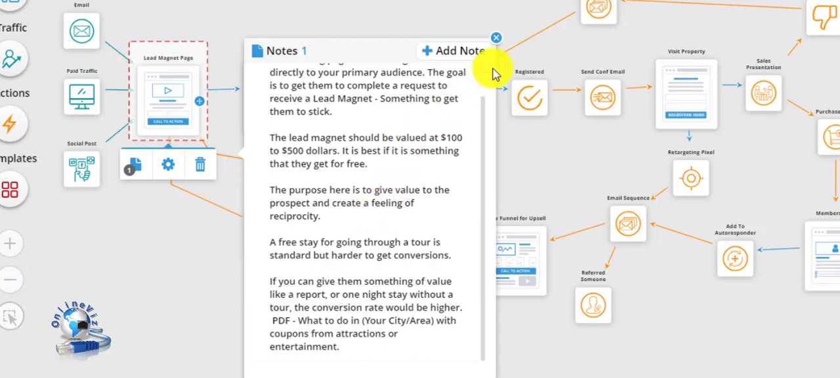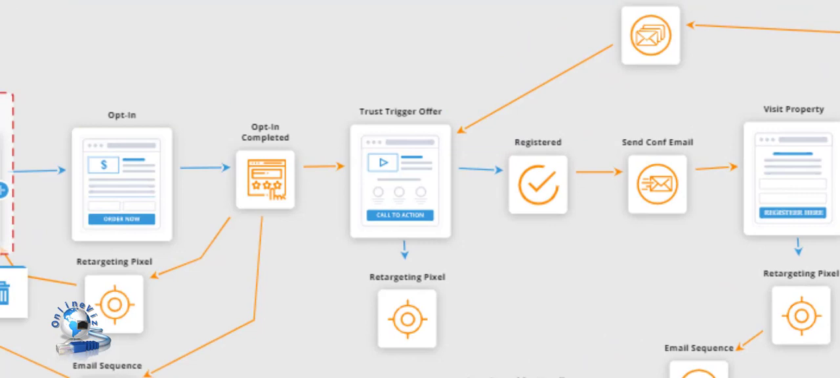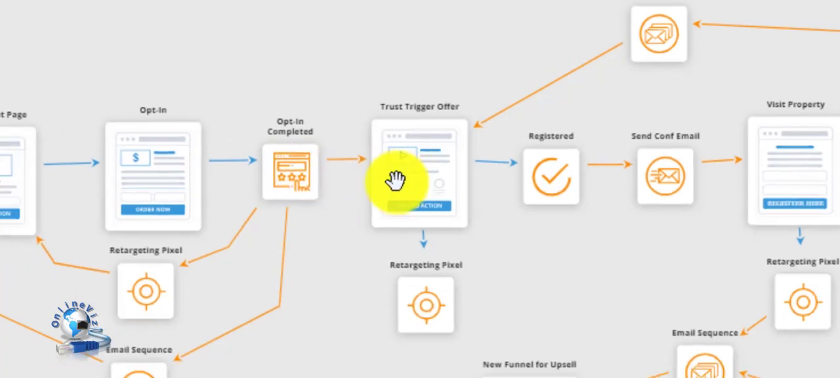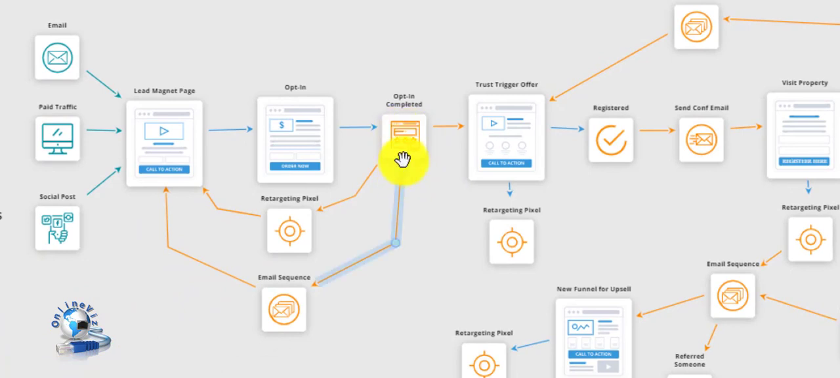Okay. From there, once they've seen the lead magnet, the goal is to have them opt in and choose to get the lead magnet. This is where they would fill in their name and email address. Once they've completed that, then we move them into the trust trigger. Now, once they've completed it, we have their email, and we can start them on an email sequence that leads them back to the lead magnet or to the trust trigger, depending on whether they move forward in this series or not.